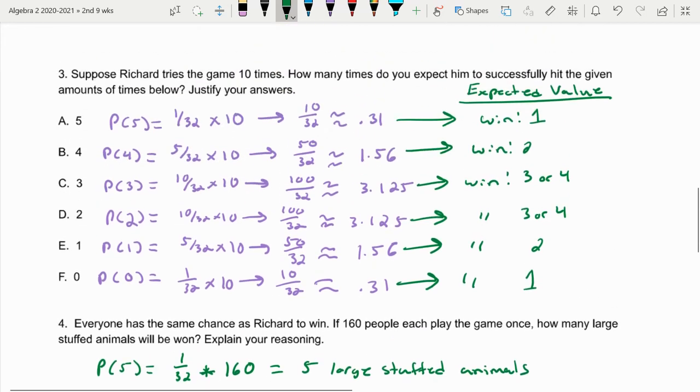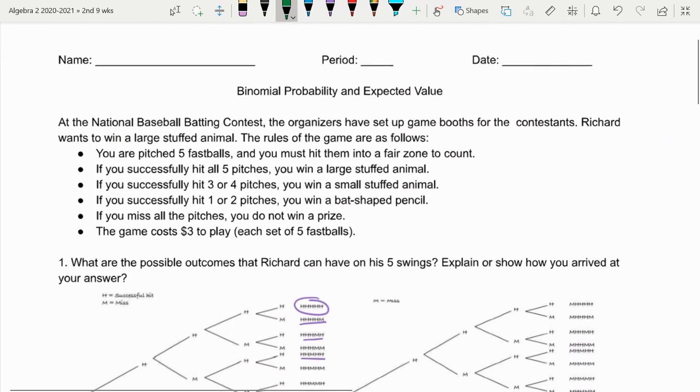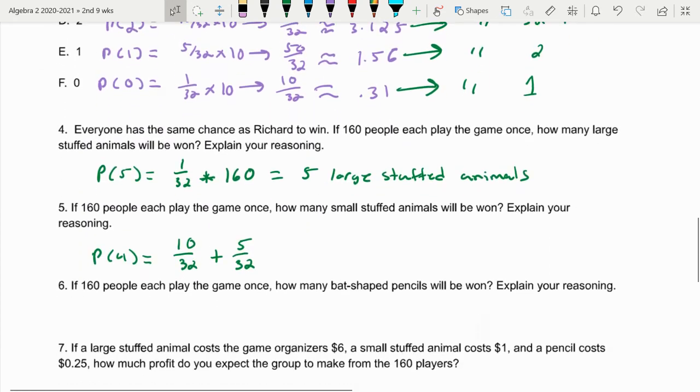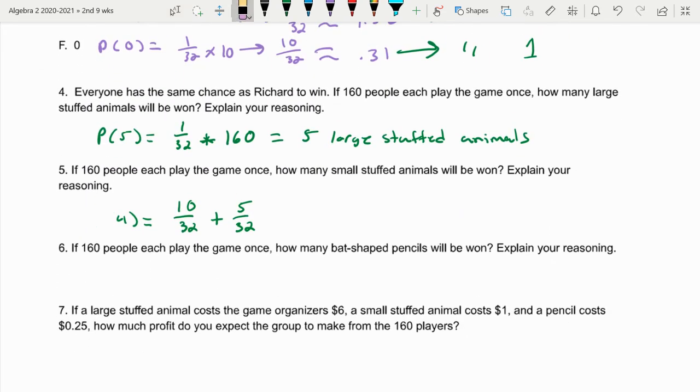Okay, so if you look at the rules, you need 3 or 4 pitches, right? So technically, I probably should say the probability of 3 or 4. That's what wins it, right? So we're going to add those two probabilities together. All right, so that gives us 15 out of 32. Then we're going to multiply that by 160, okay? And then we expect to pay out 75 small stuffed animals.